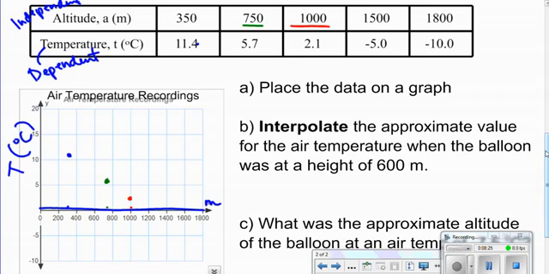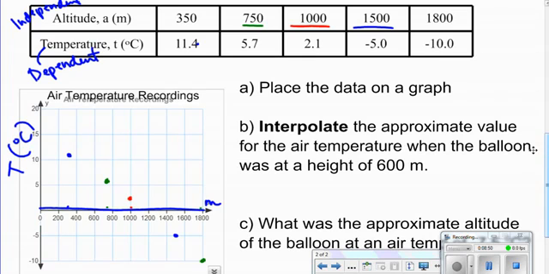Keep going. 1,500, that'll be right between 1,400 and 1,600. And then a temperature of -5, so that's going to be exactly on the -5 line. And then 1,800 meters, that's exactly there, and then -10. So that's one of the points we know exactly. Okay, so place the data on the graph.